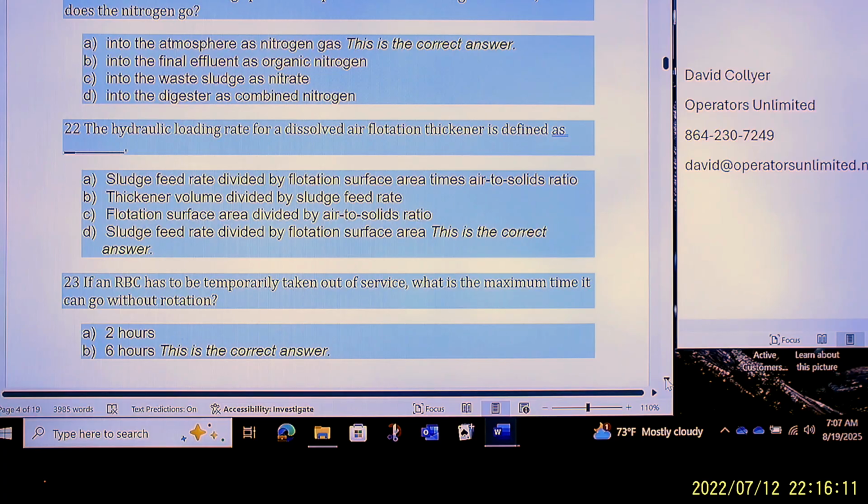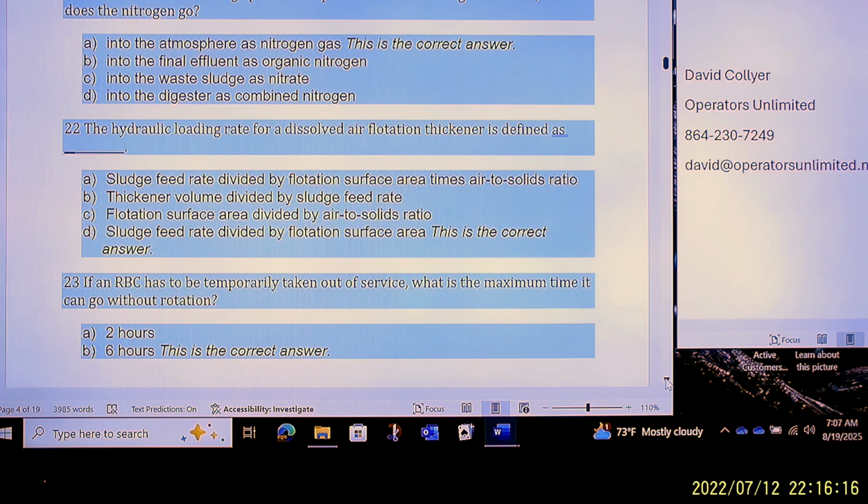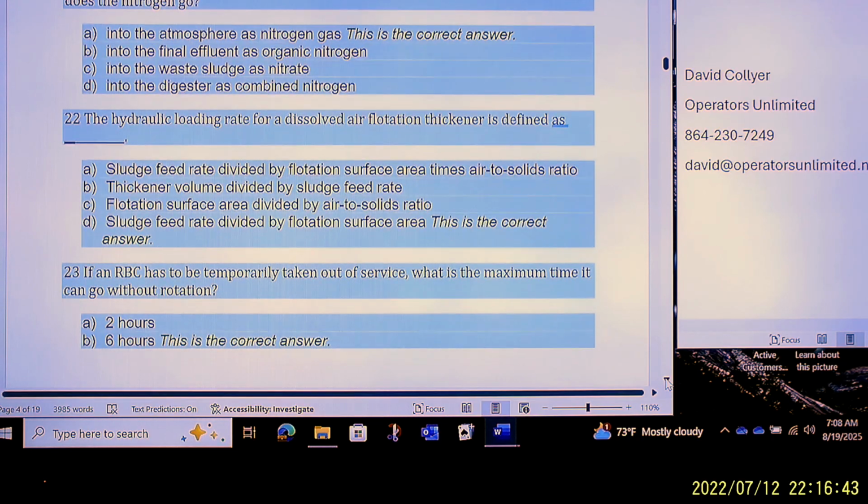21. When an activated sludge process is operated for total nitrogen removal, where does the nitrogen go? A, into the atmosphere as nitrogen gas, B, into the final effluent as organic nitrogen, C, into the waste sludge as nitrogen, or D, into the digester as combined nitrogen. The answer to 21 is A, into the atmosphere as nitrogen gas.